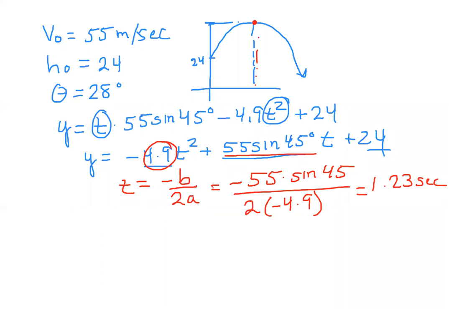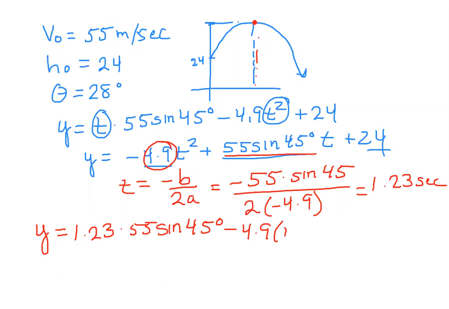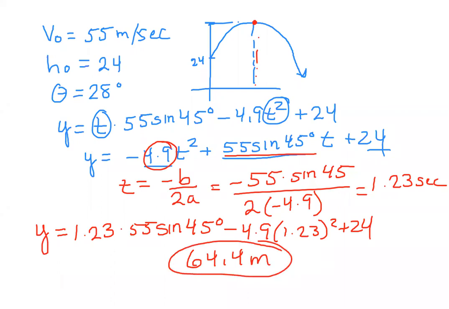What is its maximum? You're going to take that 1.23 and put it back into our y equation to tell us what the maximum is. So substitute everything back in. I went back to the original. 1.23 squared plus 24. Put that all in and you get 64.4 meters is our maximum height.